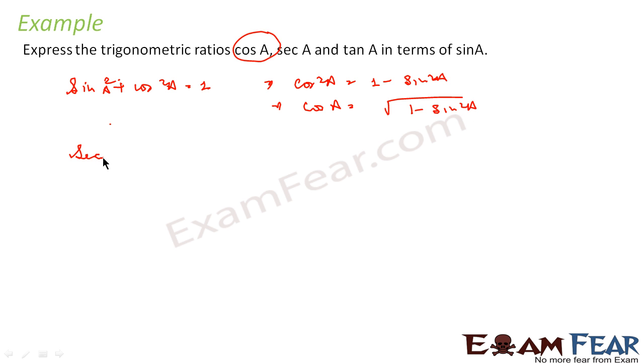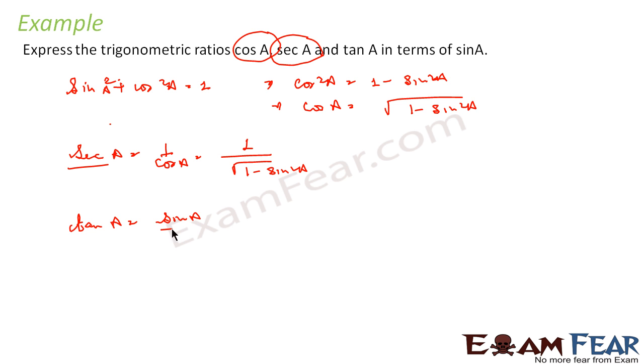Sec A is nothing but 1 by cos A. This is nothing but 1 by root of 1 minus sin square A. So I could write sec A also in terms of sin A. Done. Tan A is nothing but sin A by cos A.